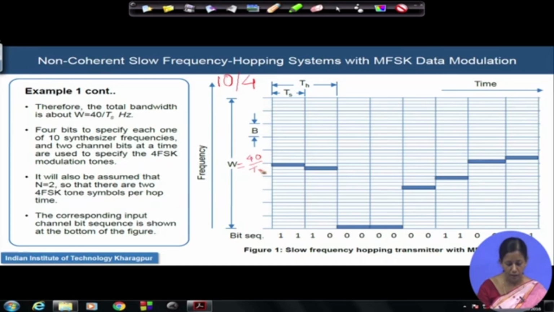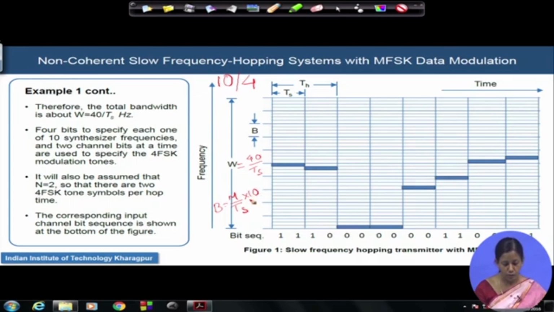How did it arrive? It is something like this. We understand that B is equal to M by Ts, and how many such B's we are having here? It is equal to 10. So, it is 10 into M by Ts. Hence, we are ending up with 40 by Ts as the total bandwidth.